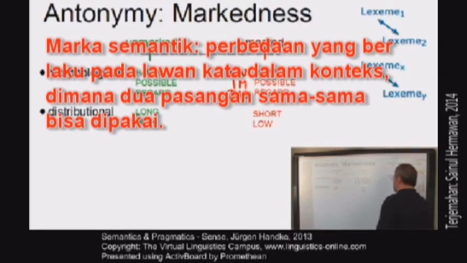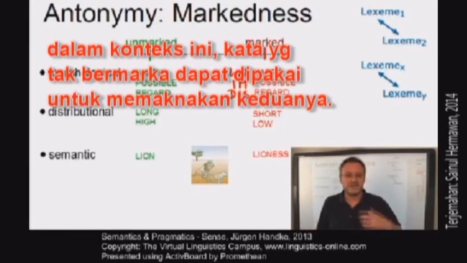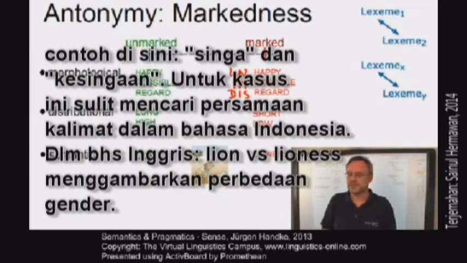Semantic markedness is a distinction that applies to pairs of opposites in contexts where the normal opposition between the two terms is neutralized or non-operational. In such contexts, the unmarked term is the one that is used for both items, and its meaning is what is common to the two terms of the opposition.